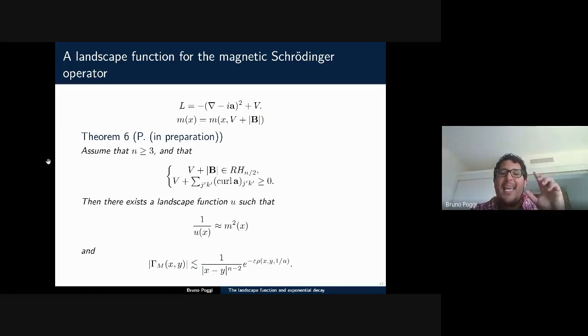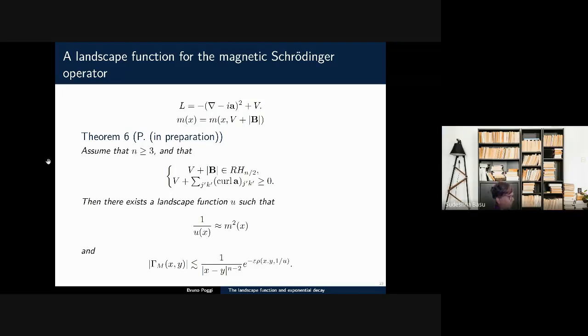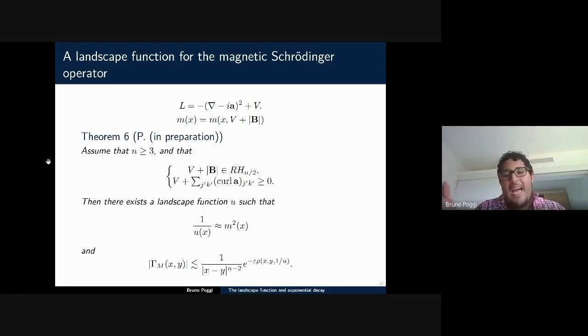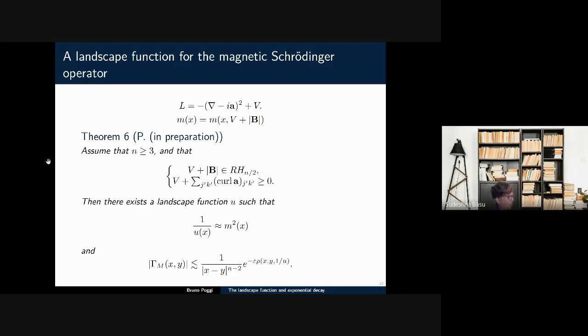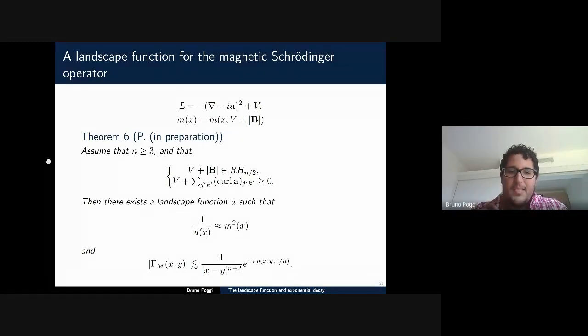If you just take L to be the magnetic Schrödinger operator and you write LU equal 1, which you can do, that solution will not give you good properties. It will not give you the uncertainty principle, which is at the heart of this. So is there a landscape function for the magnetic Schrödinger operator? That was open, but now I can construct this landscape function for a magnetic Schrödinger operator using the ideas that I have shown you before.